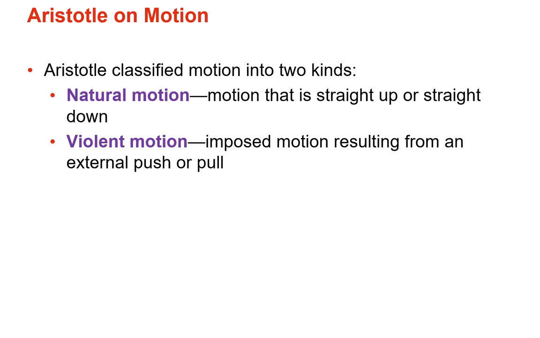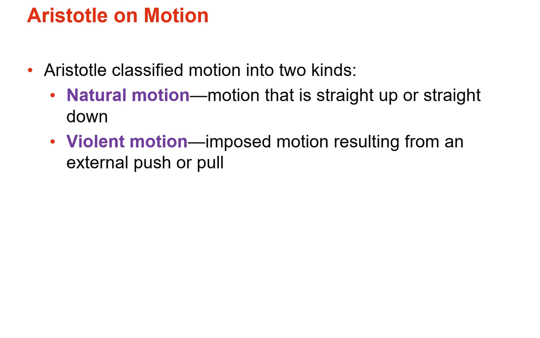Aristotle noticed that if I take something like this cup and just let go of it, what does it naturally do? It's going to fall. So that's natural motion. It has a natural location, which is apparently on the ground. And if I make it do something else, so I pick it up, I did violence to it. That's violent motion.